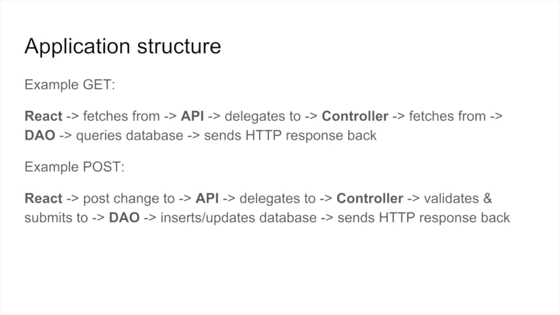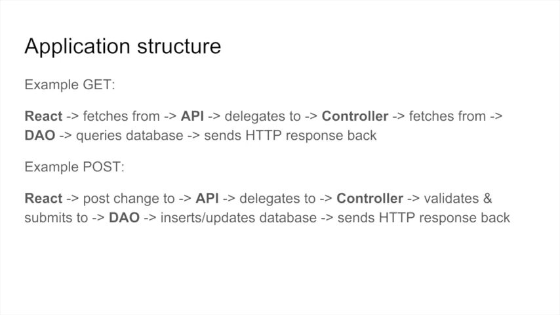An example of a GET operation in our application runs through this process. First, the React component fetches data from an API. We do this using jQuery AJAX with HTTP GET. And then the API routes the request to the requested controller. The controller fetches data from the DAO, our data access object, and then the DAO queries the database and forms the response in Java objects, and then the controller will send back the response packaged in a JSON format to the client.